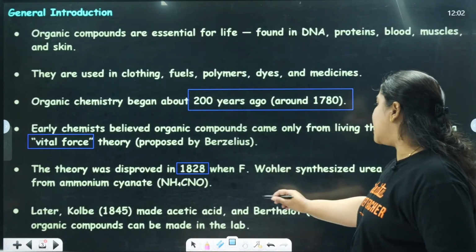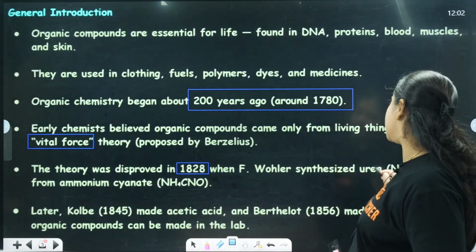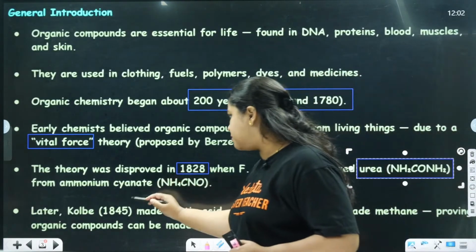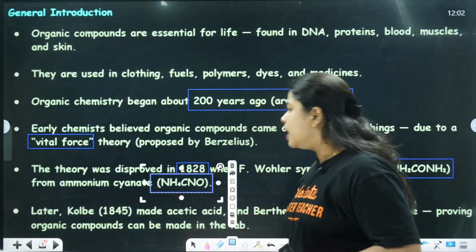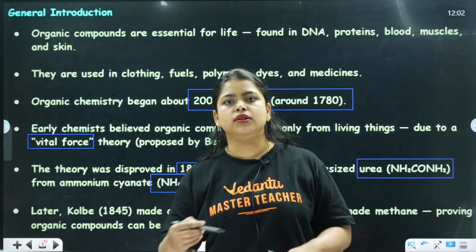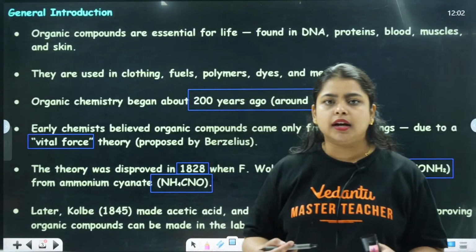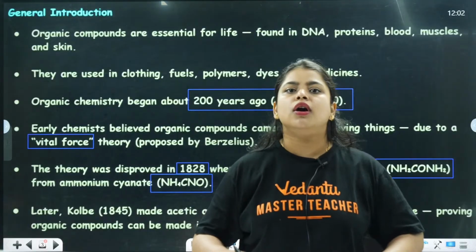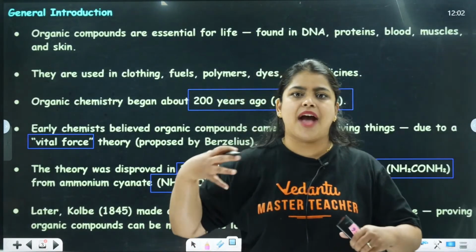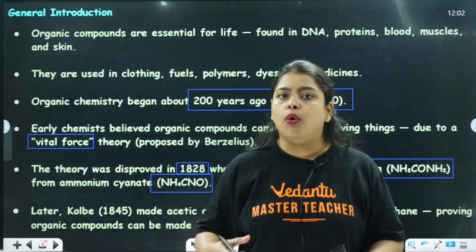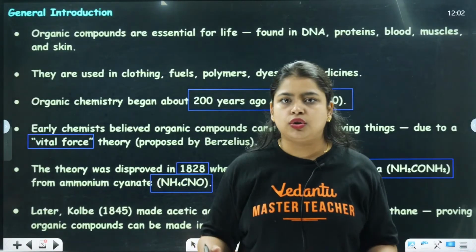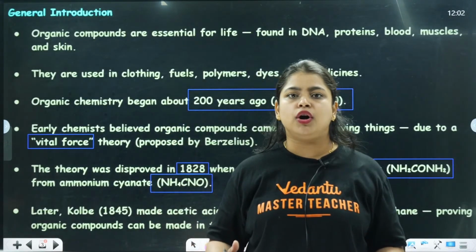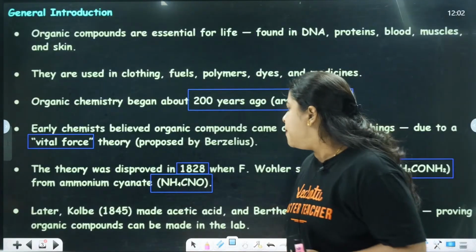Now, when F. Wöhler synthesized urea, that is NH2CONH2, from ammonium cyanate, that is NH4CNO, that time he got to know that organic compounds go even beyond living things. Organic compounds are present not only in living things, they are present in non-living things also. It's not that non-living things don't have any organic compounds inside them. Right now everyone knows that each and every thing is actually made up of organic compounds itself, right?